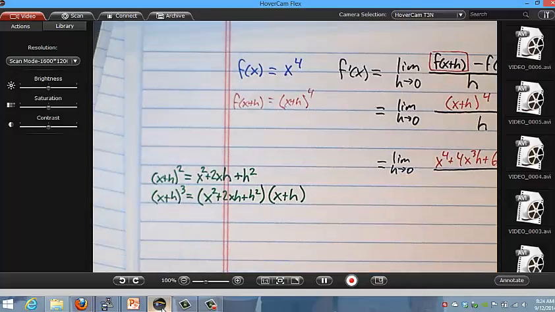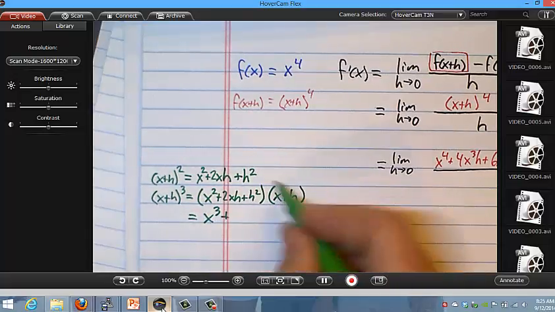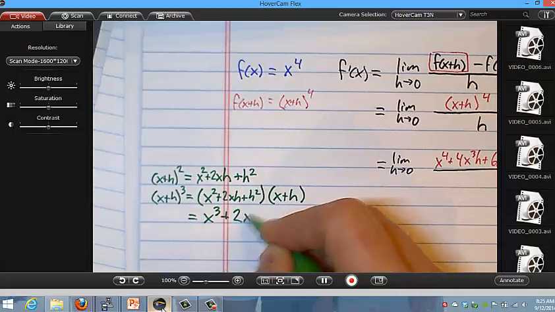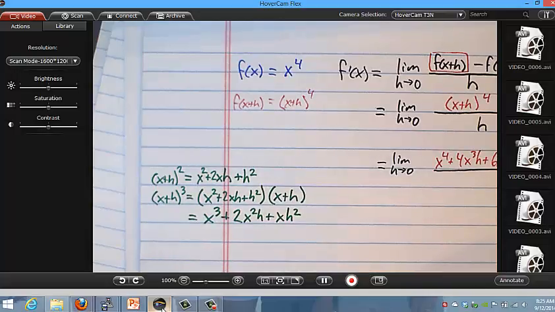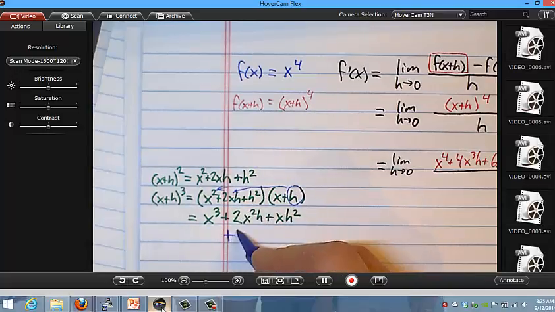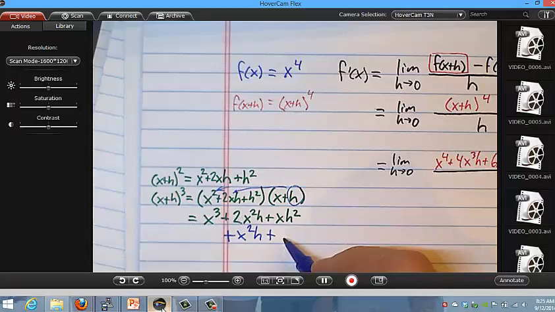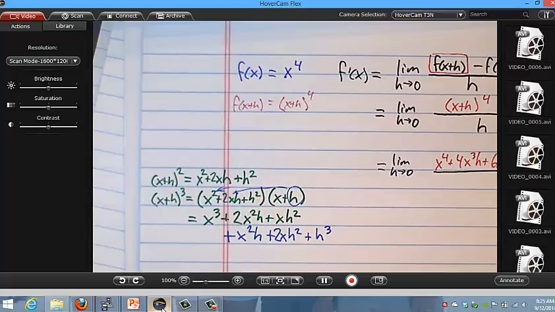So what do I get? Well, what's the first thing I get? X cubed. And then if I continue to distribute that x, I get 2x squared h plus xh squared. And then what do I have to distribute? I got to distribute the h now, right? So when I distribute him all the way to the front, I get another x squared h, and I get another 2xh squared, and I get another h cubed. Are you with me?